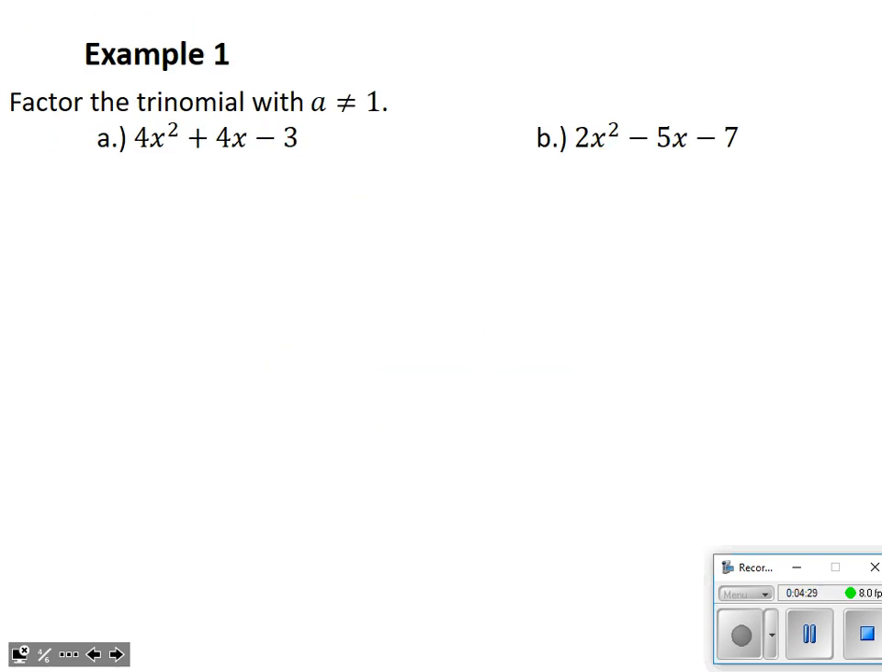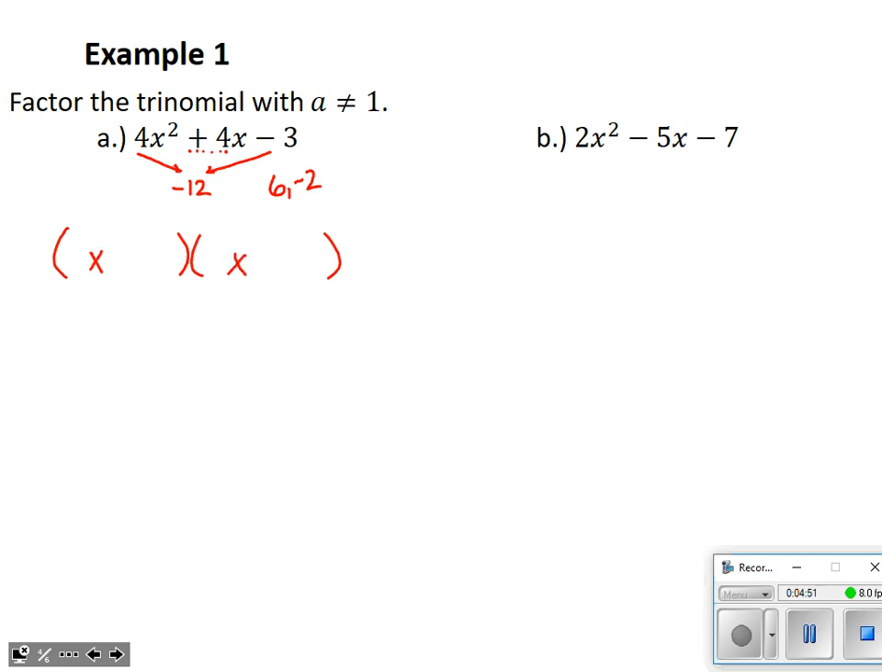For the first one, I'm factoring this. Let's do a times c. I noticed that 4 out front, so I have to involve that. I get negative 12. What multiplies to be negative 12 and adds up to this positive 4? That's our b term in the original problem. Well, okay, that would be positive 6 and negative 2. I'm going to set up my skeleton of factors here.